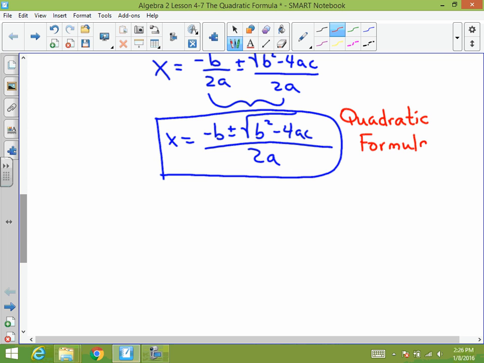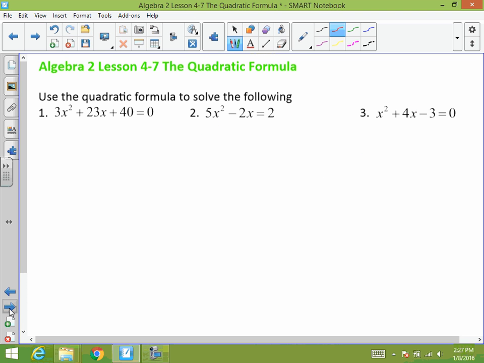You can use the quadratic formula to solve any quadratic equation. Sometimes it will solve faster using the quadratic formula. Sometimes completing the square or factoring or something of that nature might be a faster way to solve it. But it will always solve using the quadratic formula. It may not be the fastest method, but it is a 100% foolproof method. So let's use the quadratic formula to solve some equations.